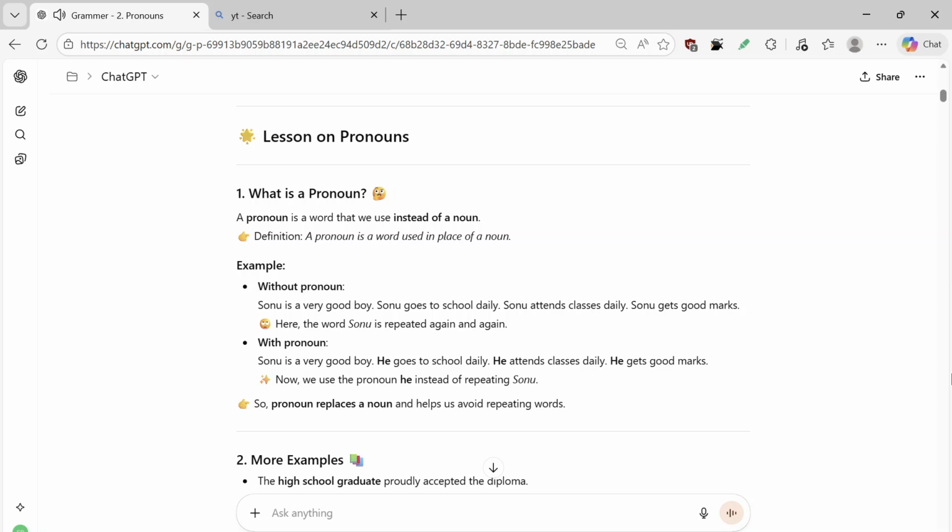Revision. Lesson on pronouns. What is a pronoun? A pronoun is a word that we use instead of a noun. Definition: a pronoun is a word used in place of a noun.